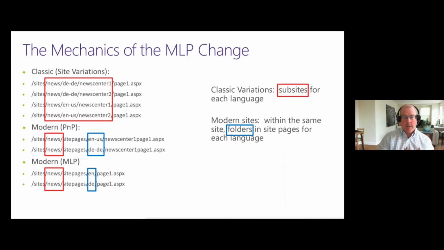The difference from the classic, with site variations and subsites for each language, to modern, in both the PNP and the Microsoft Multilingual Publishing, is that it's all in the same site. It's contained inside of folders in the site pages library for each language. Now our PNP solution had the 4-character language string, the language and the locality, in case you had Portuguese from Portugal and Portuguese from Brazil. There are sometimes minor variations between the languages. Microsoft's, at the bottom, the modern MLP one, just uses the 2-language folder construct. So we got out of subsites via variations, and we got into site pages and folders to store our multilingual content.